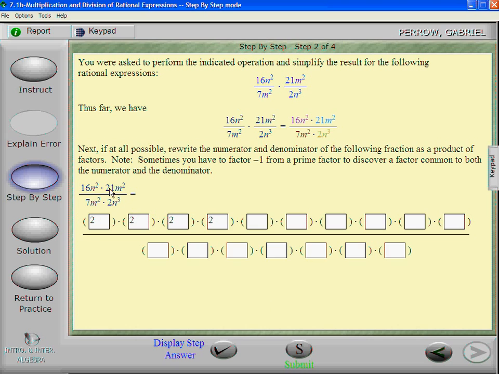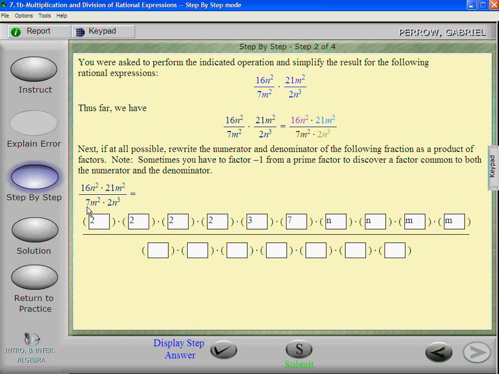I could also do the regular numbers for 21. 21 is just 7 times 3. Those are both prime numbers, so that'd be a pretty pathetic tree. You could do it out, but just 3 and 7. And then look at the variables. I got n and n squared, which is n times n, and m squared, which is m times m.